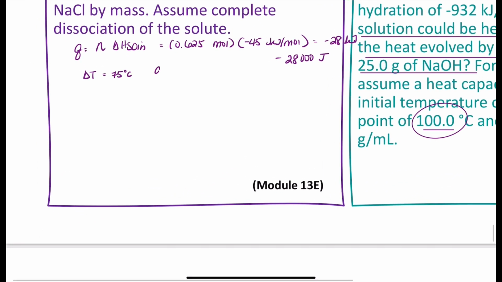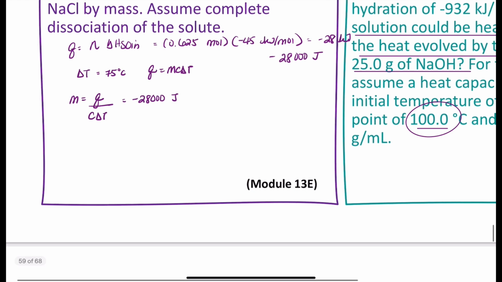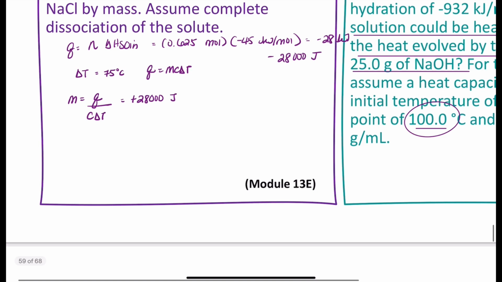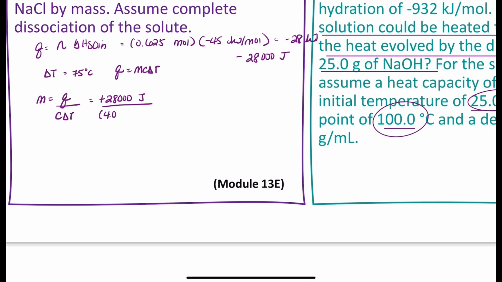I know Q equals mCΔT. I learned that in Chem 1. So I know my delta T, I know my Q, I know my C. I can find my m. My Q I just found is negative 28,000 joules, but again, it's losing that much. So from the system's perspective of losing it, I'm going to make the value positive here because it is looking at the mass and we are measuring the surroundings. Okay. Remember system versus surroundings.